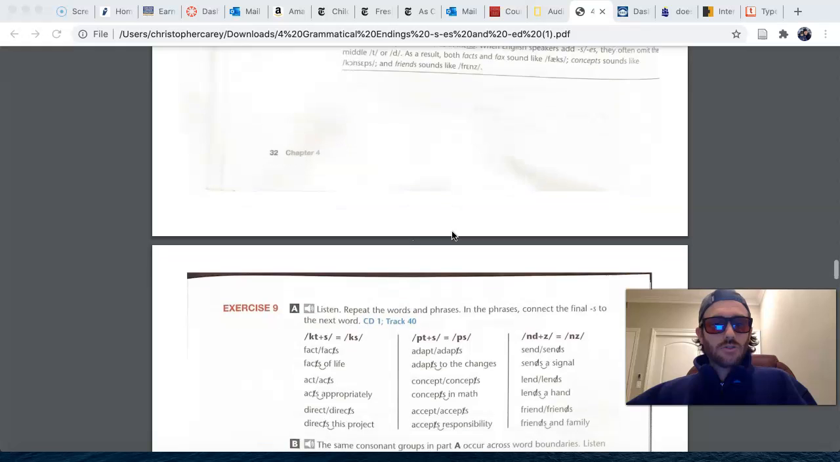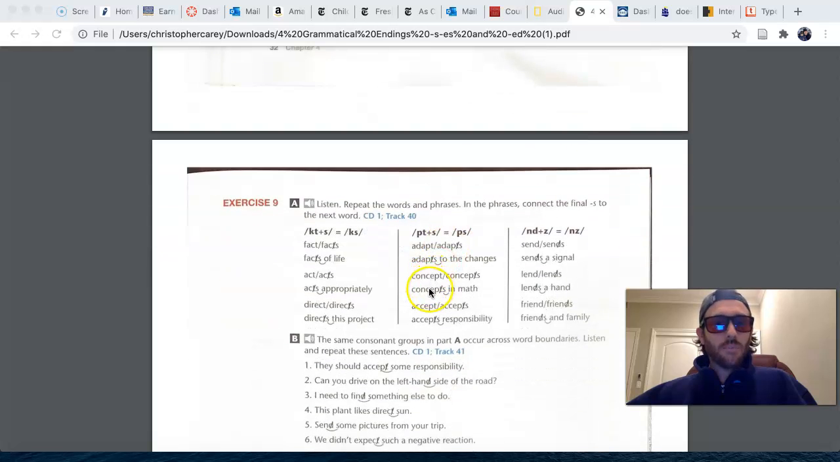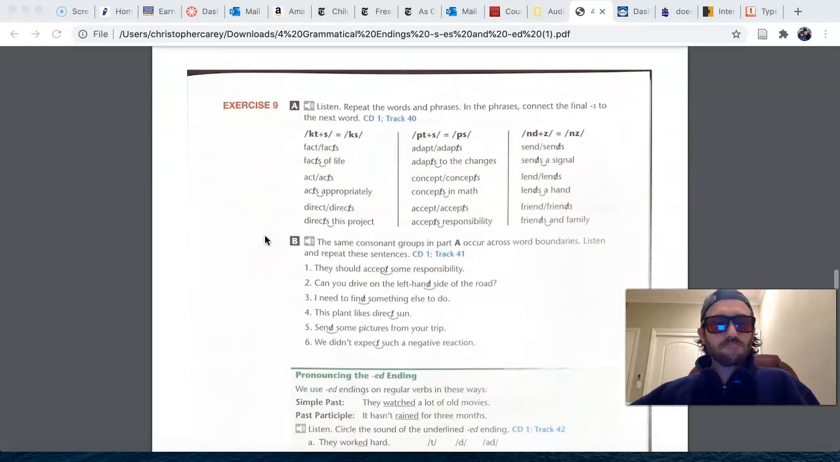So we're going to look at exercise 9 to show you an example of this reduction, this omission of consonant sounds when you have these consonant clusters at the very end where we add S or ES. So you can listen to CD 1 track 40. This is exercise 9 on page 33. Listen to CD 1 track 40 and repeat each of these words and notice the difference, the reduction, when the S or ES is added.